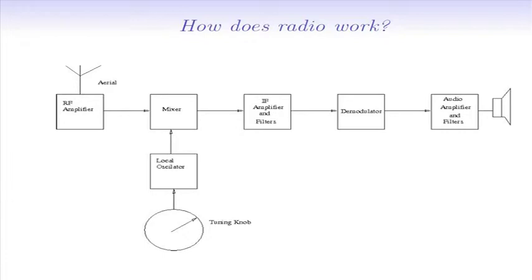Then you need to make it a little bit louder again. You need to get the information back out. That's called demodulation. And finally, you need to present it to somebody. And so if it's a radio, it's a speaker. If it's a TV, it's a TV screen. If it's a computer, it's maybe the data that you've got to look at in your web browser.